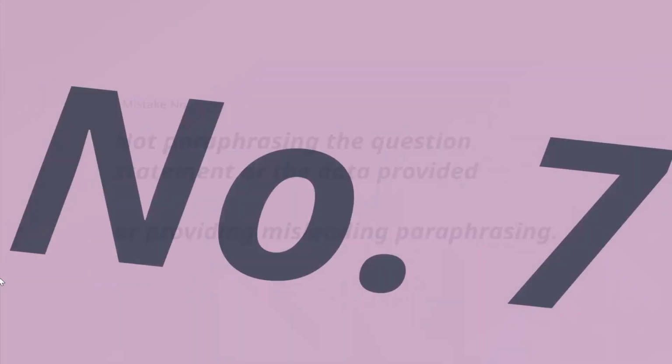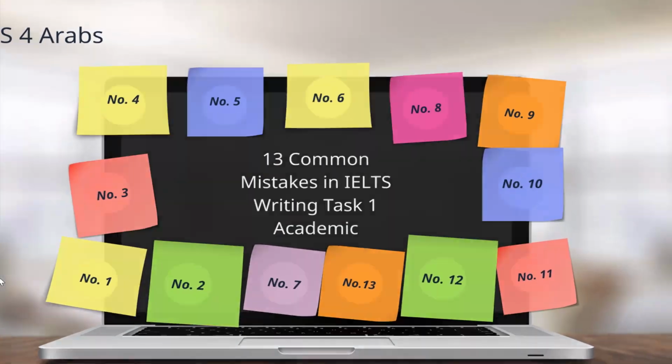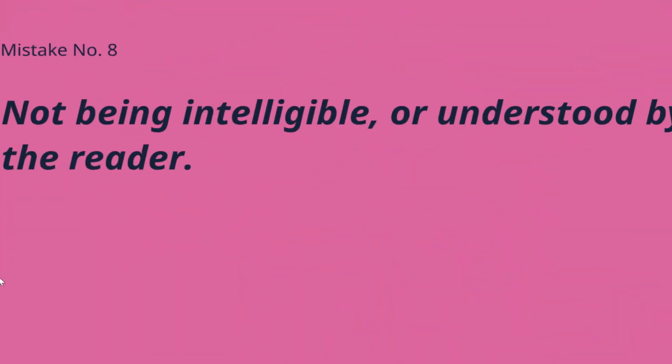Common mistake number 8: not being intelligible or understood by the reader. Some writers, when you read the report, you don't understand almost anything. So I just need you to be clear as much as you can and try to stick to the point. Don't go off the track.